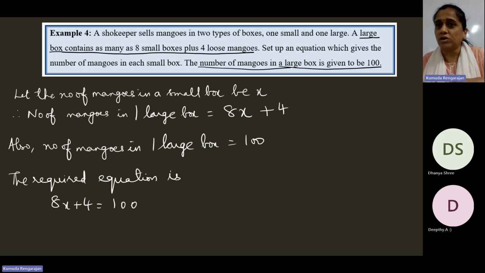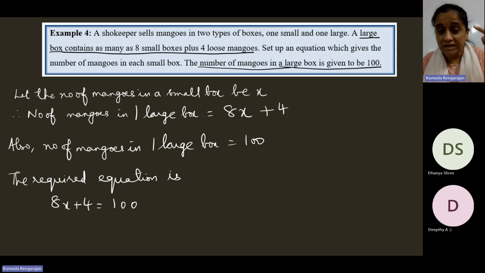Apart from the 8 small boxes, you also find 4 loose mangoes. So now imagine one big box. You open it and find 8 small boxes, and 4 mangoes in the large box, not put in a box. Inside the large box, directly, you find 4 loose mangoes. Can you get the situation? Big box, 8 small boxes and 4 loose mangoes.